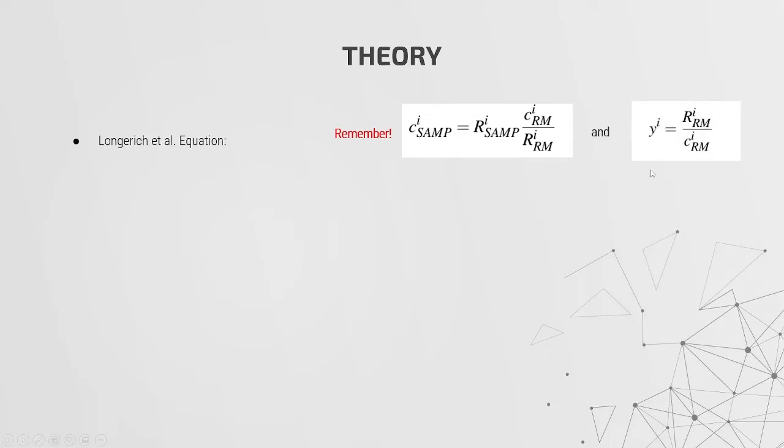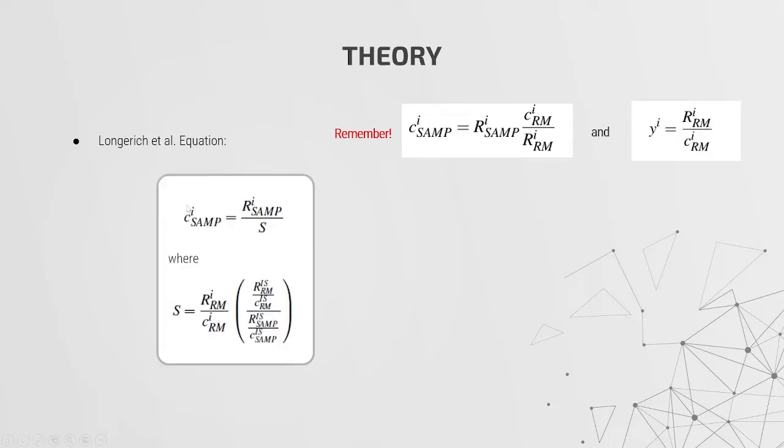So what was Longerich et al.'s equation? Well, they said that the concentration of element i in the sample is equal to the count rate of element i in the sample divided by this factor S. And S is this count rate in the reference material divided by the concentration in the reference material multiplied by this factor in brackets here. The first thing you might notice is this looks quite familiar. If we have this R divided by this part here, that's exactly this part here. That's exactly the semi-quantitative approach.